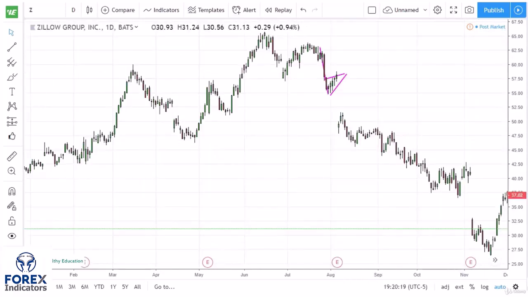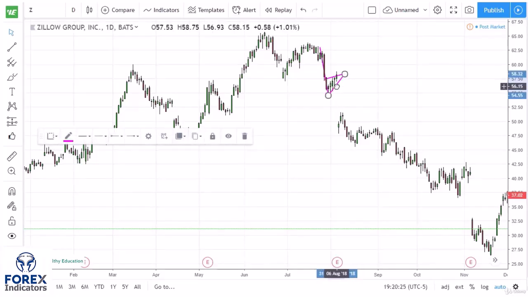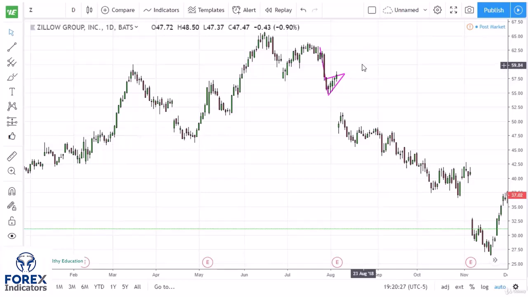Over here in Zillow, we have a bearish pennant. You can see it was hit 3 times there, 3 times there. Kind of poorly drawn on my part, but it is there. You can see that the pull was roughly a $7 pull, so you're looking at $48. You hit that rather quick, right about here, probably about 4 or 5 days after the fact.